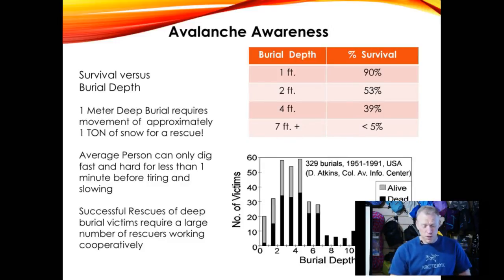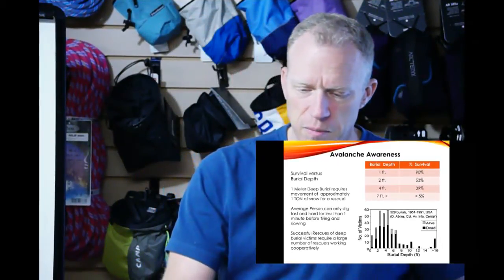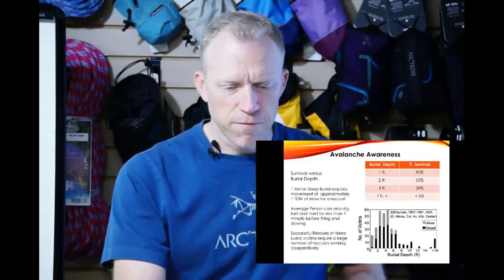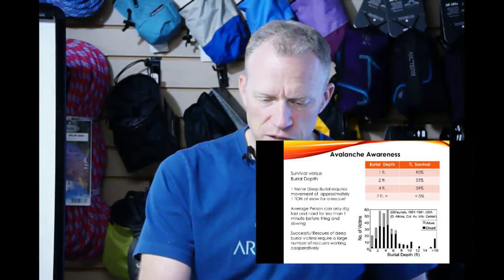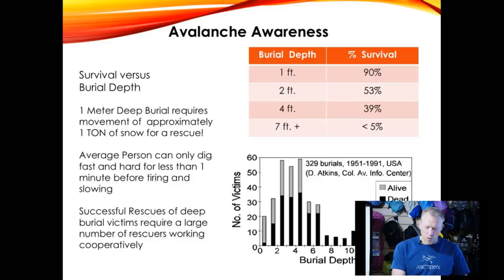Survival versus burial depth. Burial depth of 1 foot, survival chance 90%. Above 4 feet, it gets a little bit worse. Number of victims buried, most of them are somewhere between 2 to 6 feet. And chances of being dug out vary on how fast your team can get to you and how fast they can dig. Some research that's been done recently on the last avalanche course that I took suggested that having strategic digging training is just as important as having beacon training.